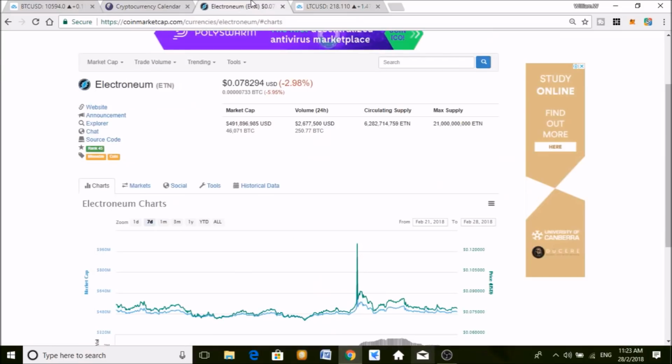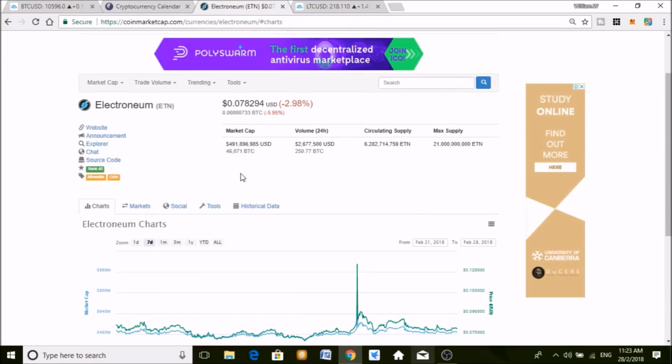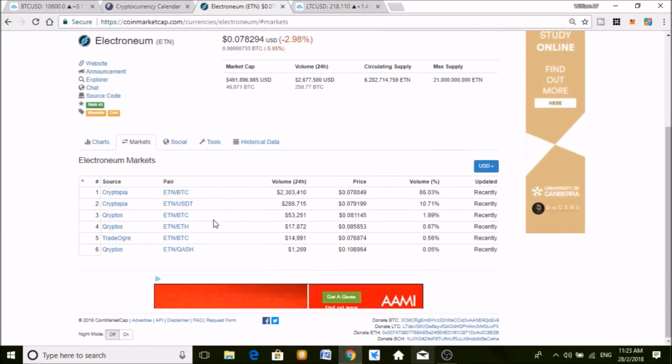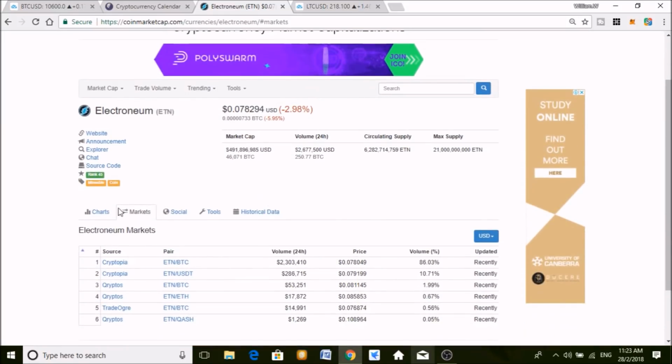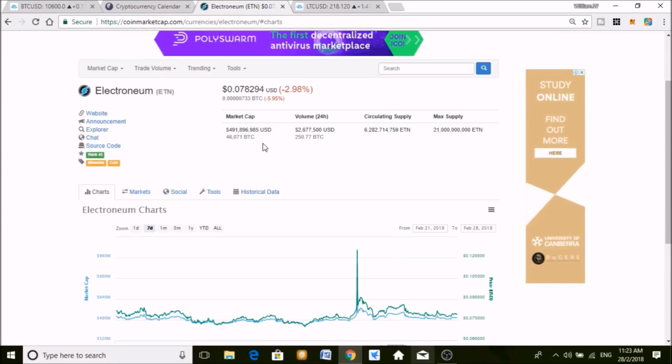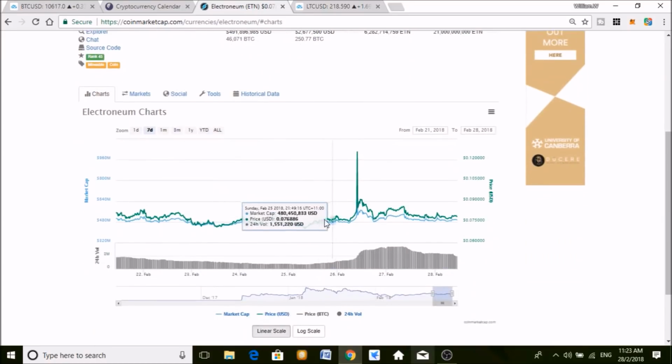And Electronium, if you go to coinmarketcap.com and look at the exchanges it's currently listed on, the biggest is Cryptopia, and not many people use Cryptopia. So KuCoin will be a very big boost, and it already has a $500 million market cap, so it's a larger altcoin, right? And if you look at the chart here, basically we had a huge boost right on the 26th of February, and this was before it got listed on KuCoin, okay, not after.